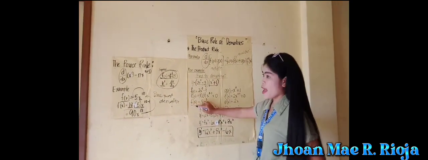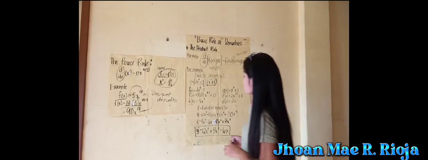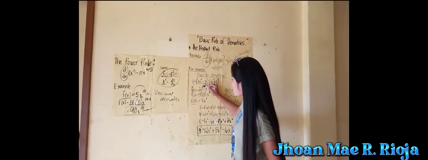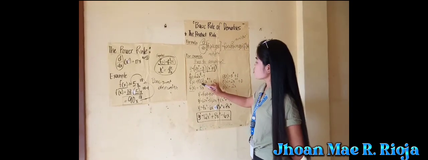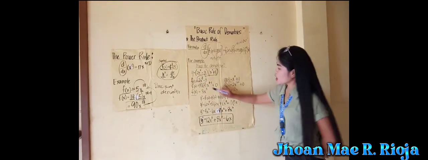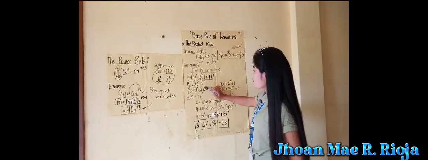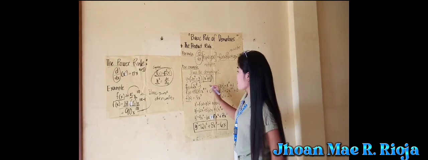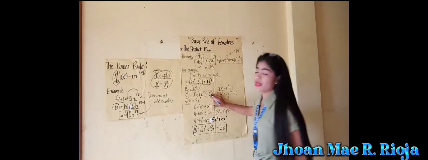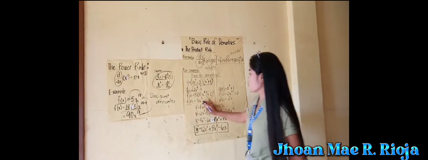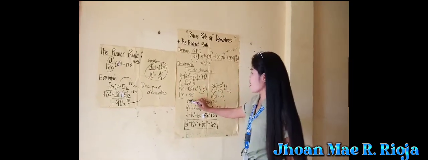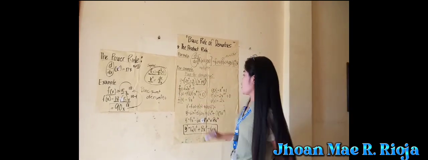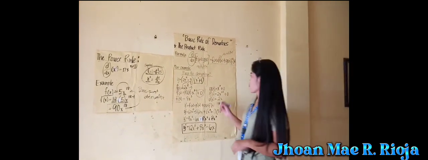Para makuha natin si f prime of x, si 4, imu-multiply natin siya kay coefficient, which is 4 times 2, then copy the variable x, then the exponent minus 1. Since our derivative of a constant is 0, so plus 0. So, the final answer is f prime of x equals 8x cubed. 4 times 2 is 8, then 4 minus 1 equals 3. So let's proceed to the g of x.